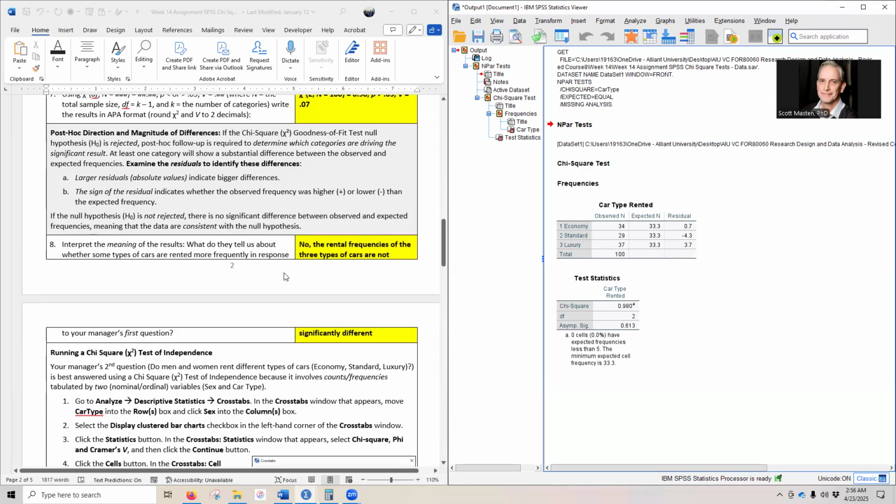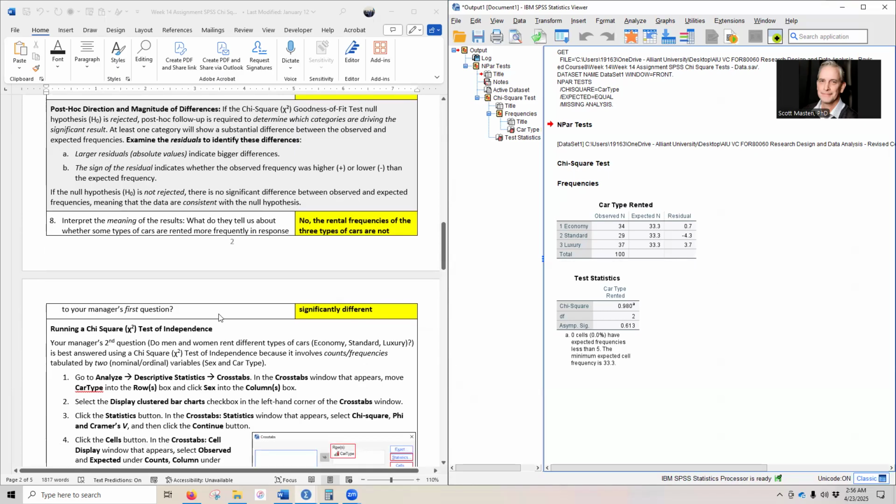So things were not significant, but if they had been significant, we would be looking at where the big differences were according to the residuals. So what does this all mean? Well, the interpretation for number 8 is we want to answer our boss's question, whether some types of cars are rented more frequently, in response to the manager's first question. Nope. Even though it's not perfectly equal, it's basically equal. So no, we rent all 3 types of cars about the same or similarly.